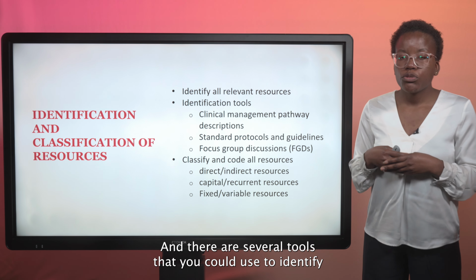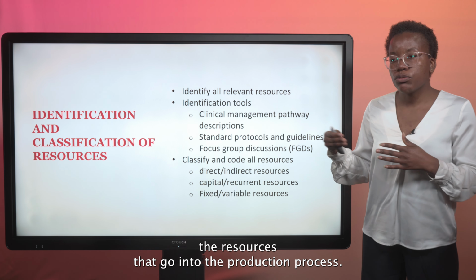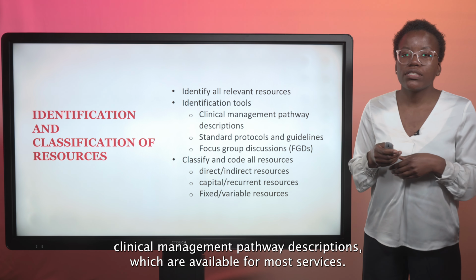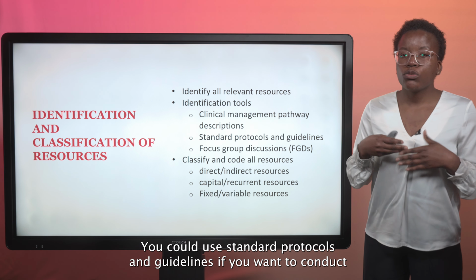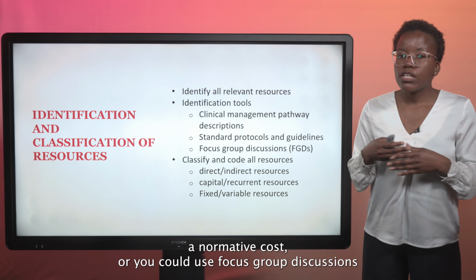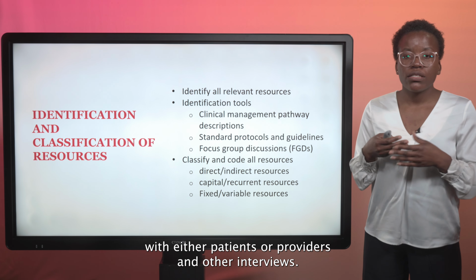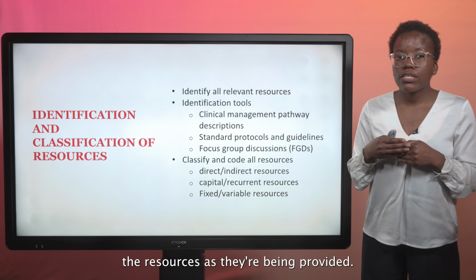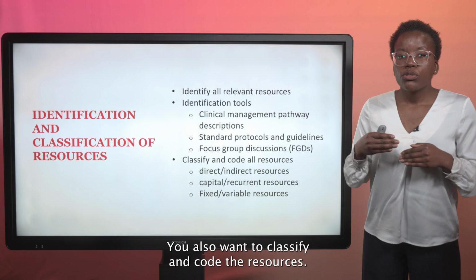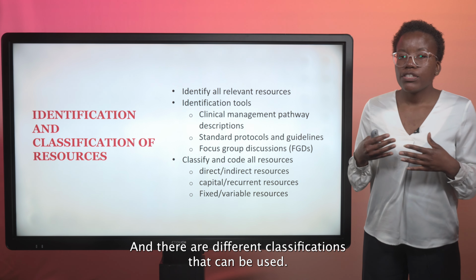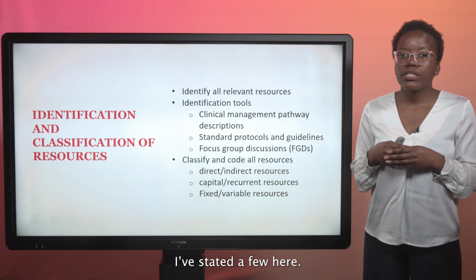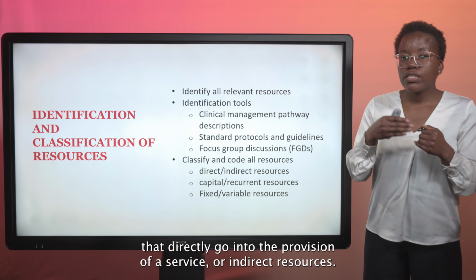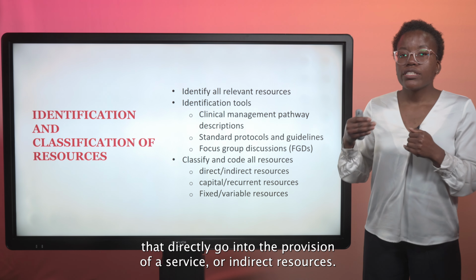And there are several tools that you could use to identify the resources that go into the production process. You could use clinical management pathway descriptions, which are available for most services. You could use standard protocols and guidelines if you want to conduct a normative cost, or you could use focus group discussions with either patients or providers and other interviews. And you could also directly measure or identify the resources as they're being provided. You also want to classify and code all resources, and there are different classifications that can be used. I've stated a few here. You could classify your resources as either direct, these are the resources that directly go into the provision of a service, or indirect resources.